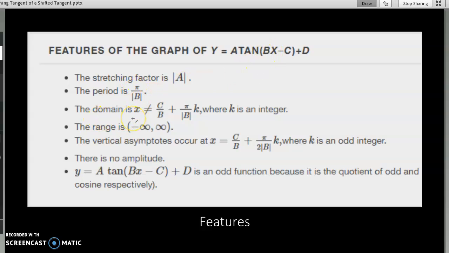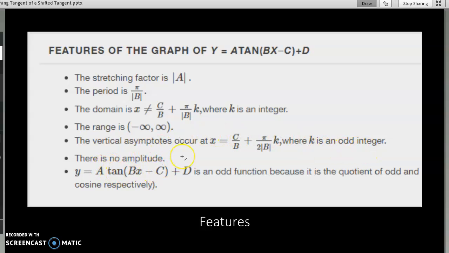The domain is where x is not equal to c over b plus pi over absolute value of b times k, where k is an integer. The range is always going to be from negative infinity to positive infinity, because if you remember the way the graph of a tangent function looks, it goes up and down in both directions. The vertical asymptotes occur at x equal to c over b plus pi over 2b times k, where k is an odd integer.